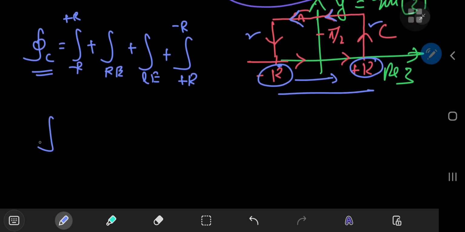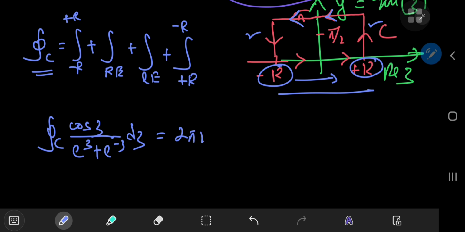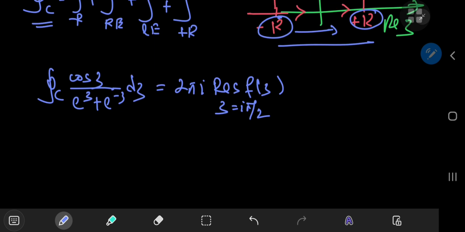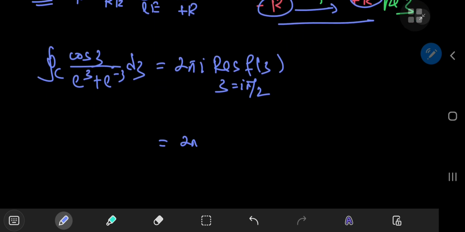First up, we're going to evaluate the integral over the entire contour C by using the residue theorem. So the integral over C of the cosine of z divided by e to the z plus e to the negative z dz equals 2 pi I times the sum. It's a simple pole, so you only have to evaluate one residue, the residue of the function f of z at z equals I pi by 2.